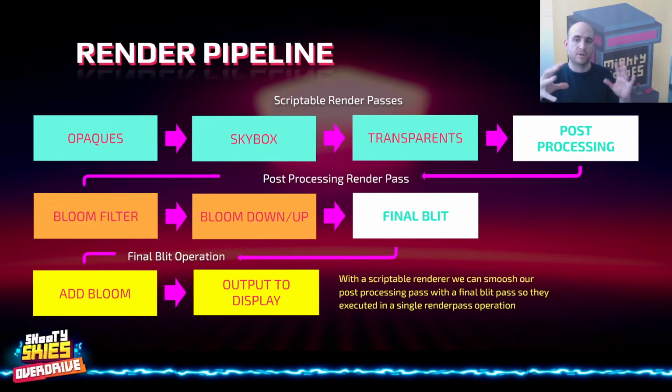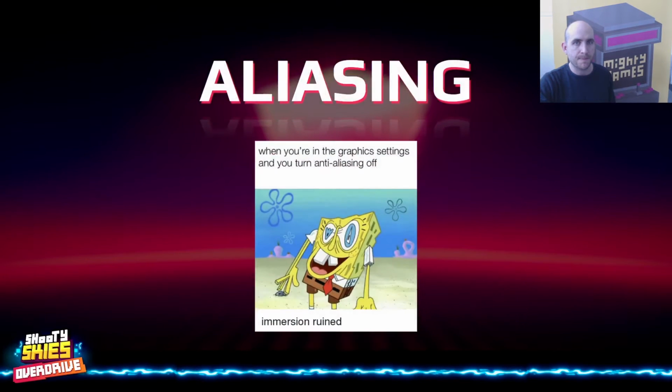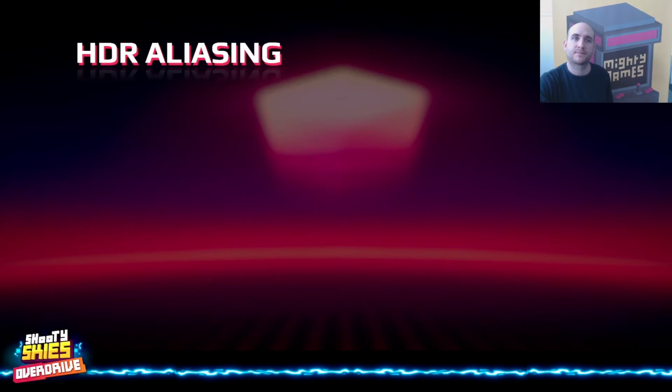So we're kind of smushing our bloom post-processing pass that we would normally do in a render feature with the final blit, so they were executed in a single render pass operation. And this was a lot faster. But adding bloom introduced some additional issues that I hadn't thought of prior, and it turned out it took a lot more work to polish out, and that was aliasing.